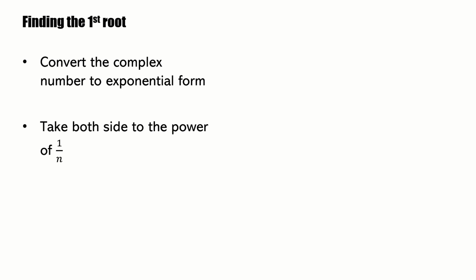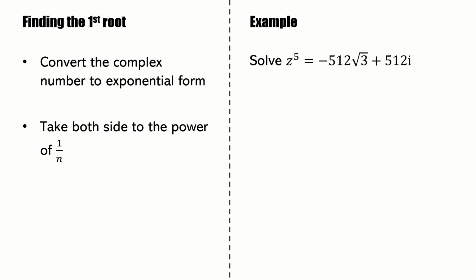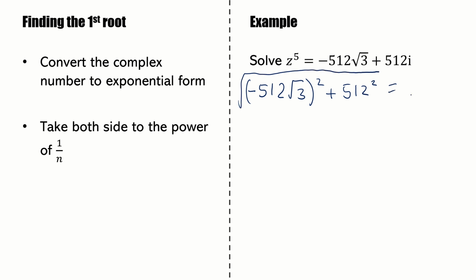Then let's look at an example. So we could look at the example z to the power of 5 equals minus 512 root 3 plus 512i. And so the first thing we're going to do is convert that number to exponential form. So starting off with the modulus, because that's the easy bit. I say easy bit, admittedly, worth pointing out that we are dealing with some very big numbers here. So you're going to want to use a calculator because nobody wants to do 512 root 3 all squared in their head. And if you type that into the calculator, you get 1024. So that's the modulus of our complex number.